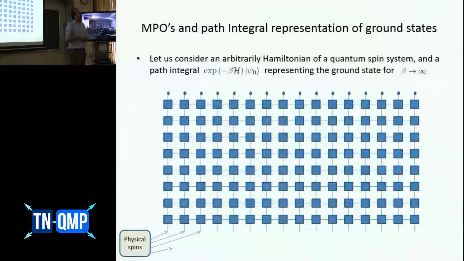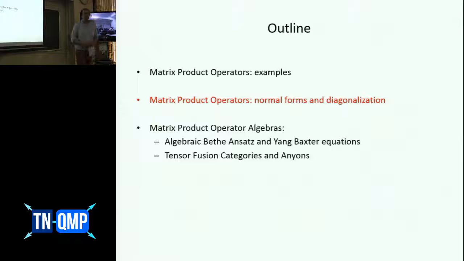Anyway, so let's go to the second section. It has to do with normal forms and diagonalizing matrix product operators. I'll explain, you will see.